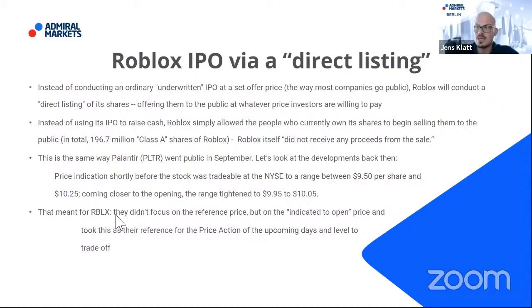So for Roblox, it means nothing more than that we should not focus on the reference price the NYSE is referring to, but we should look at the so-called indicated opening price from, for example, the Wall Street Journal. So just check Google for further information on whether you get some more insights here, and then we take this as the reference price for the price action of the upcoming days and the level to trade off.